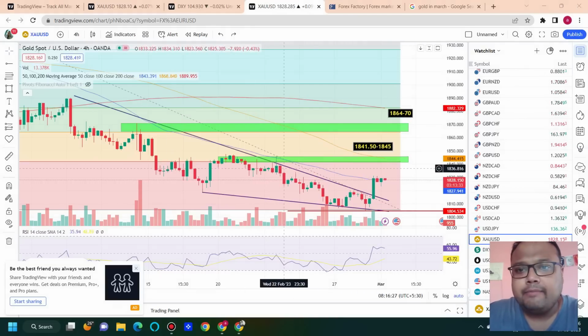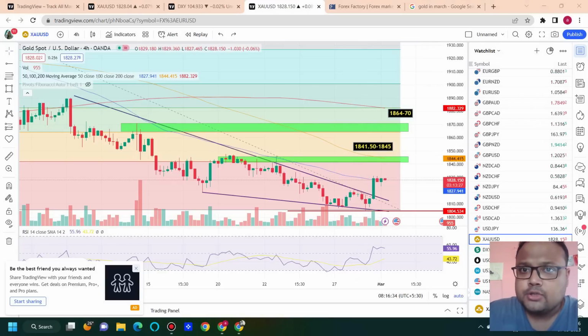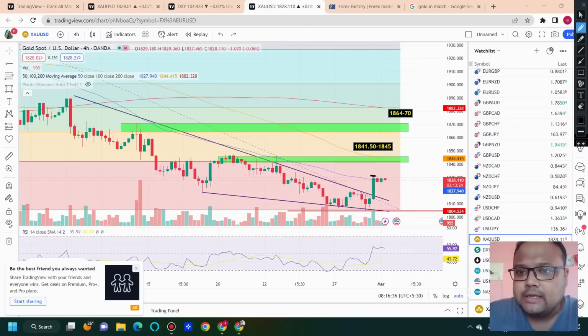You can see here I have mentioned 1841.50 to 1845, which is the next resistance on the chart of gold. So if gold breaks this level here, then we can easily hope that gold will be heading towards this level and we can go for a buy. You need to exit your trade here.